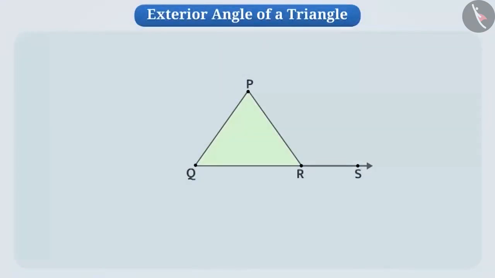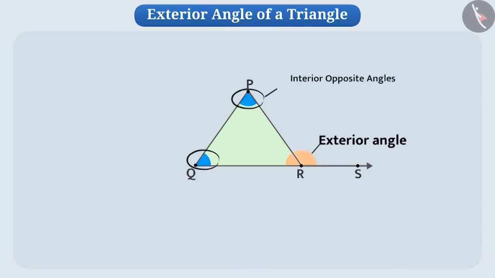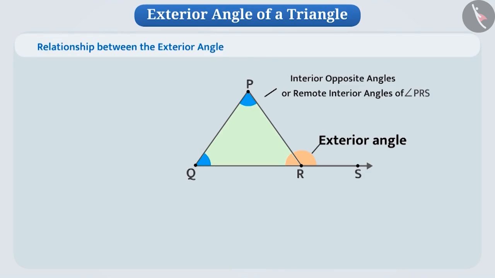Now look at this figure. Here, angle PRS is the exterior angle of triangle PQR. We can also see that angle QRP and angle PRS are adjacent angles. In addition to the adjacent angle QRP of the exterior angle PRS, the remaining two angles of triangle PQR, namely angle RPQ and angle PQR, are called the two interior opposite angles or the two remote interior angles of the exterior angle PRS. The exterior angle of the triangle and its two interior opposite angles share an interesting relationship.